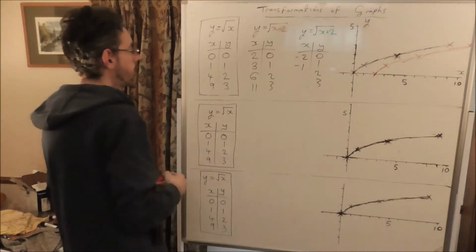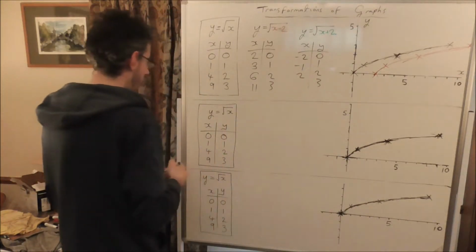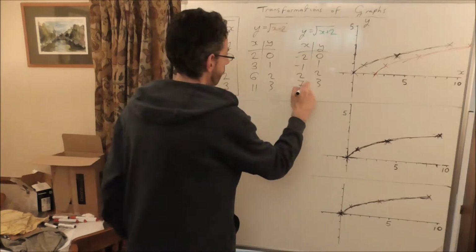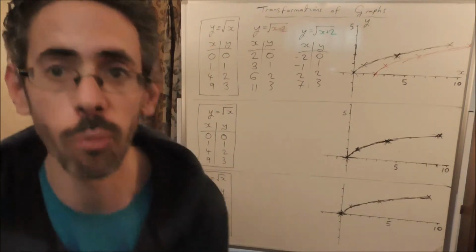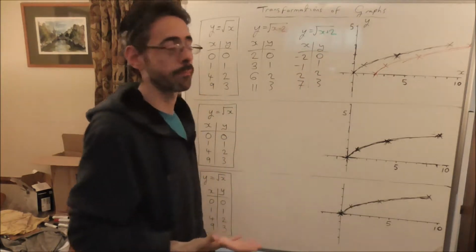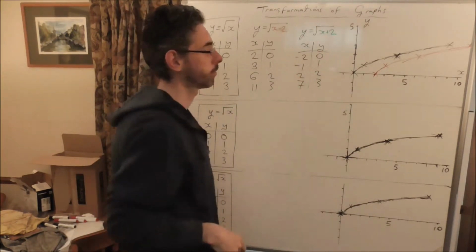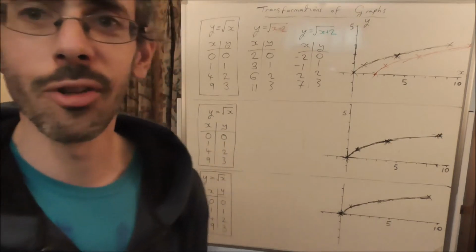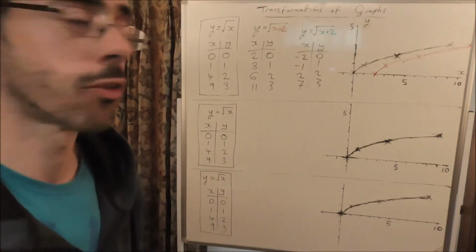Instead of an x value of 4, I need an x value of 2. And instead of an x value of 9, I need an x value of 7. I mean, we could try it out with one of those points. When x is 7, 7 plus 2 is 9, and then the square root of that is 3. So it works.